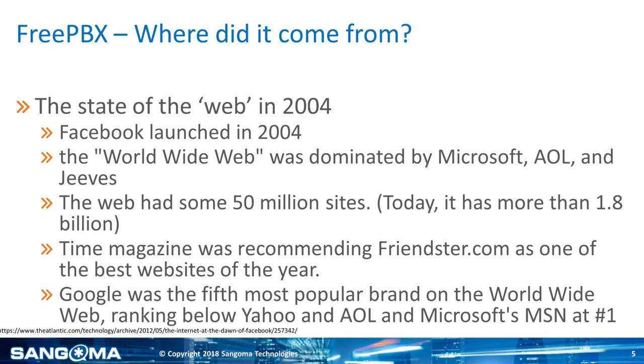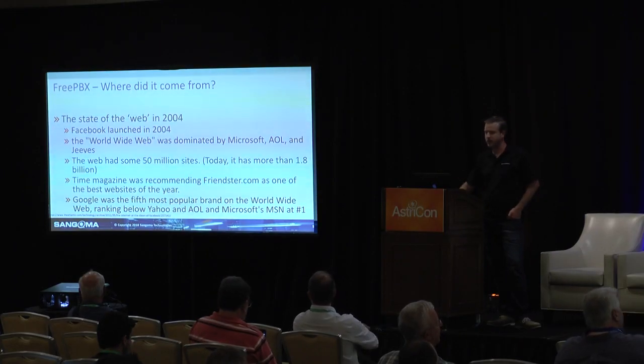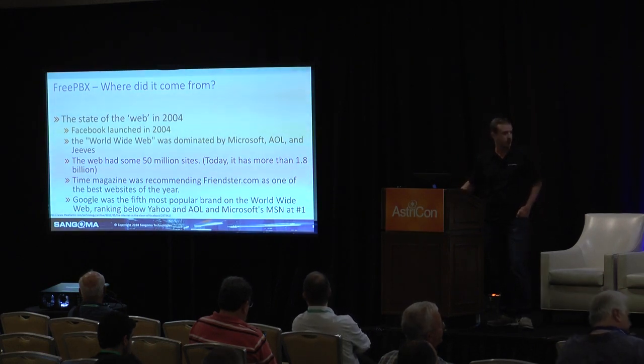If you want to know how different it was, these are some quick stats I pulled up that I used in another presentation earlier. I mean, Time Magazine was recommending Friendster.com as the website of the year. We all know how that went. Some 50 million sites then. Now we have 1.8 billion. I actually looked up the 1.8 billion just last week to make sure that was pretty accurate.